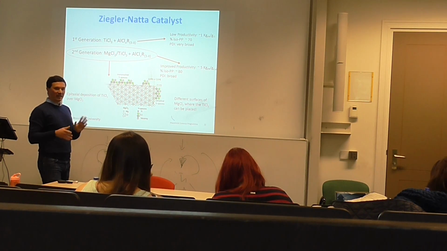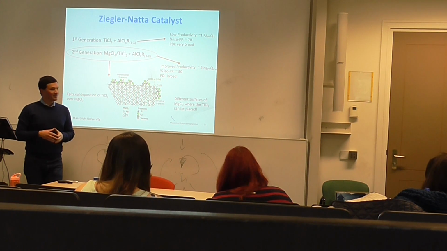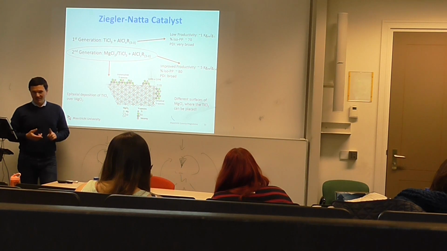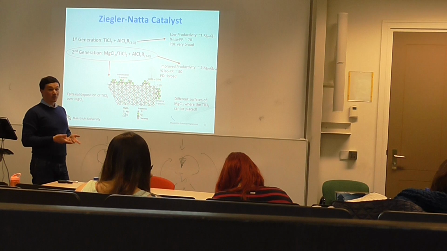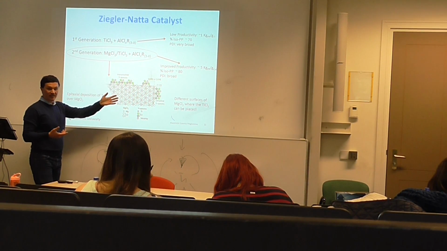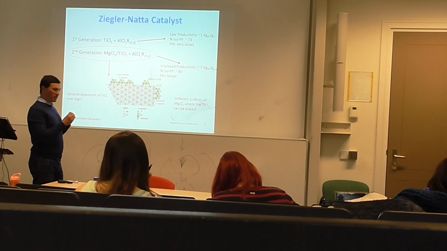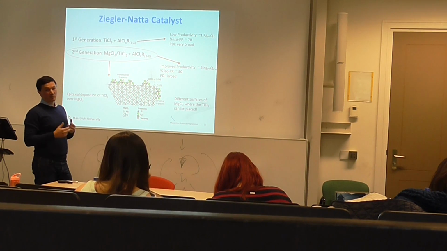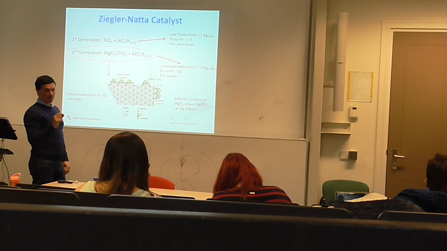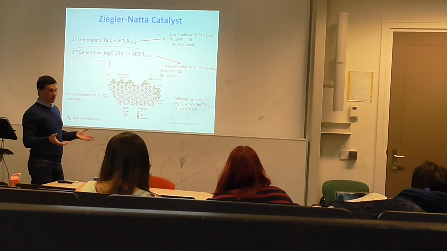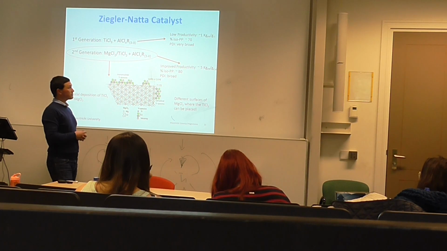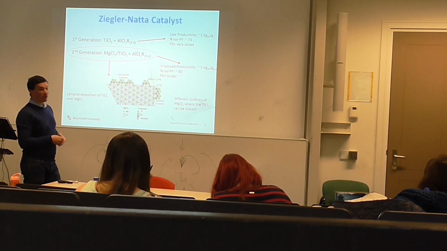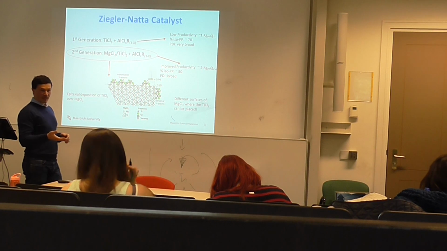I know you are used to different kinds of productivity, which is TON and TOF. But here it's very difficult to determine the number of active sites because we don't really know the number of active sites. We have different kinds of active sites, and not all the time is the titanium active. Actually, it's the other way around. A very small percentage of titanium is active. So we don't know. It's difficult to understand the turnover frequency or the turnover number. And that's why we generally see kilograms of polymer produced per gram of catalyst.